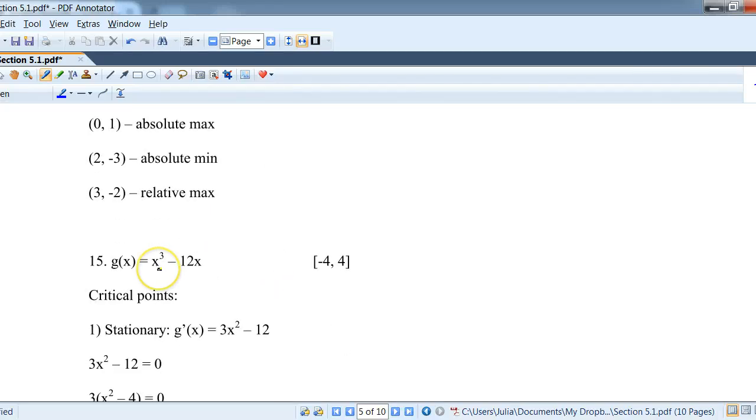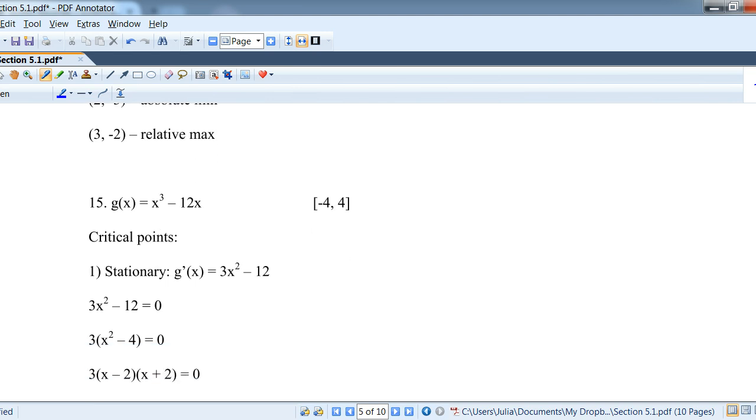Let's take a quick look for higher degree. Let's say x cubed minus 12x. If you have a higher degree like that, it's helpful to factor. I'll show you why, because the signs are much easier to tell if you factor a function. And so once again, we find the derivative. For polynomials, it's generally very easy. 3x squared minus 12, set it equal to 0. Notice how we can pull out 3.